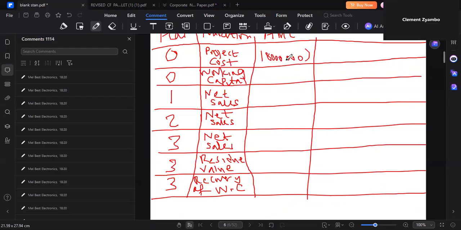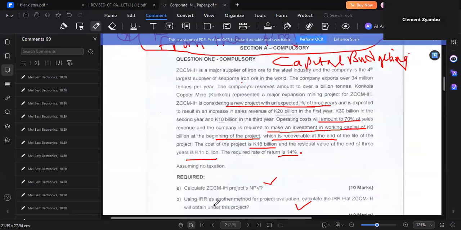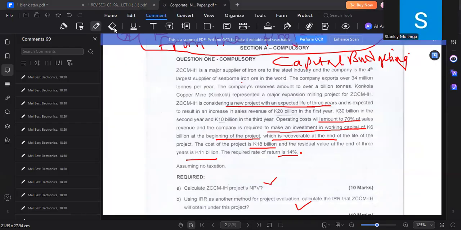Mr. Sten? Yes, boss. Just a question. I've noted on the working capital there's 6,000, and then recovery of working capital 6,000. So how do you go about it? Do those two cancel themselves, or do you have to just add them? Okay, so let's go through. That's a good concern.